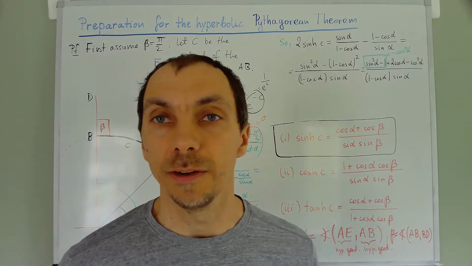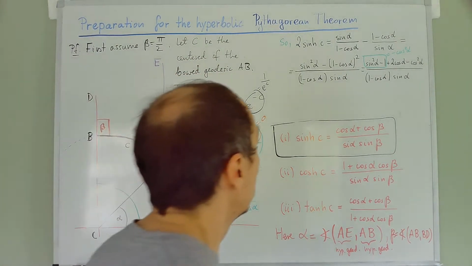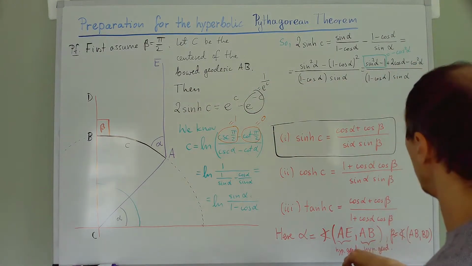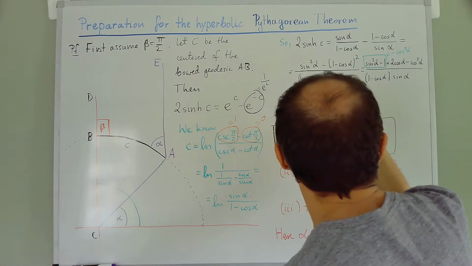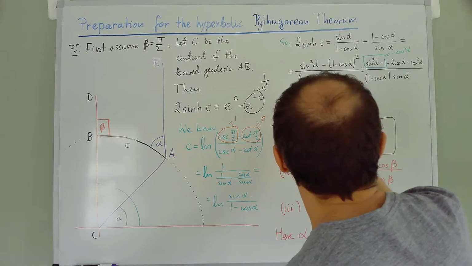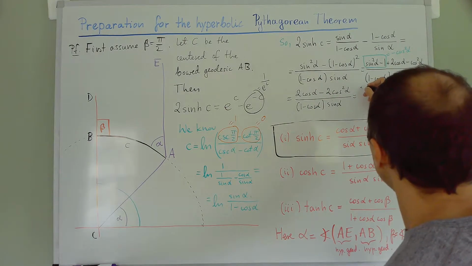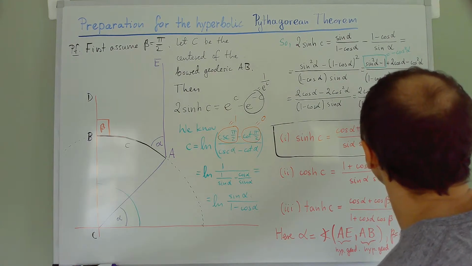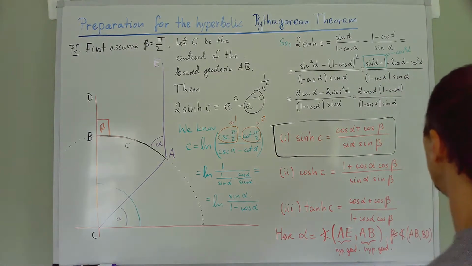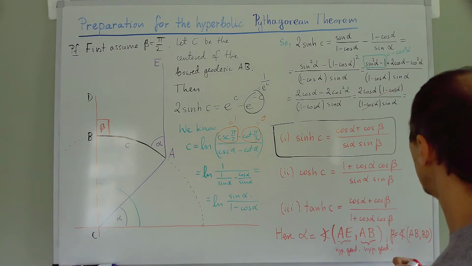1 minus sine squared alpha is cosine squared alpha. So sine squared alpha minus 1 is minus cosine squared alpha. So I have 2 cosine alpha and then 2 cosine squared alpha. So it's 2 cosine alpha minus 2 cosine squared alpha divided by 1 minus cosine alpha sine alpha. So I can take out 2 cosine alpha and I get 1 minus cosine alpha divided by 1 minus cosine alpha sine alpha. And then these two things cancel, so I get 2 cotangent.